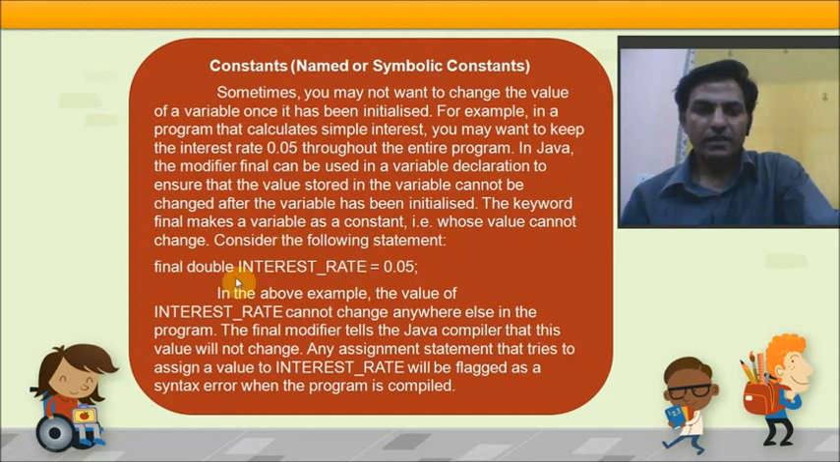Consider the following statement. The word final is for the constant, so the double variable is interest rate, that is 0.05. In the above example, the value of interest rate cannot be changed anywhere else in the program because the final modifier tells the Java compiler that this value will not change. Any assignment statement that tries to assign a value to interest rate will be flagged as a syntax error when the program is compiled.